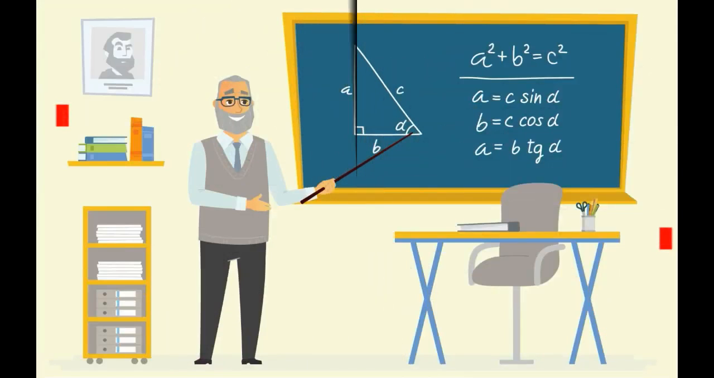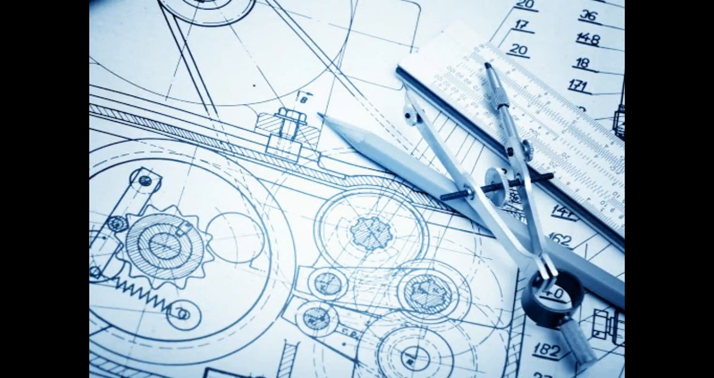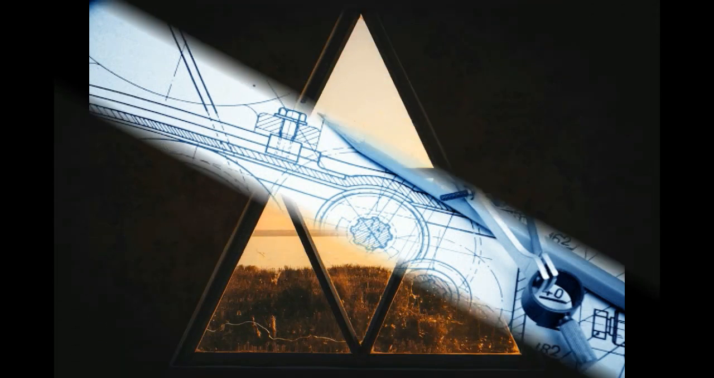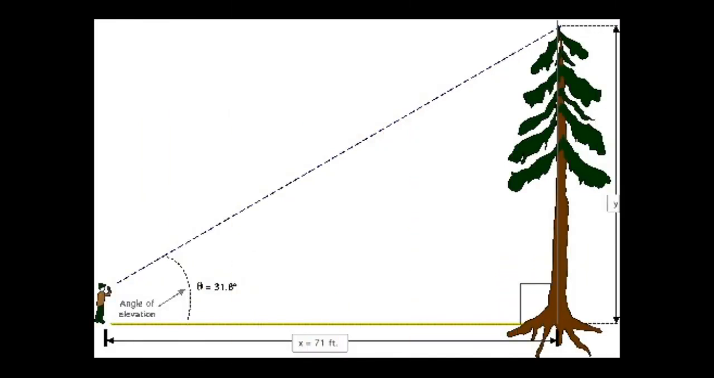Real-life uses of the Pythagorean theorem. The Pythagorean theorem is a statement in geometry that shows the relationship between the lengths of the sides of a right triangle, a triangle with one 90-degree angle. The right triangle equation is a² + b² = c².